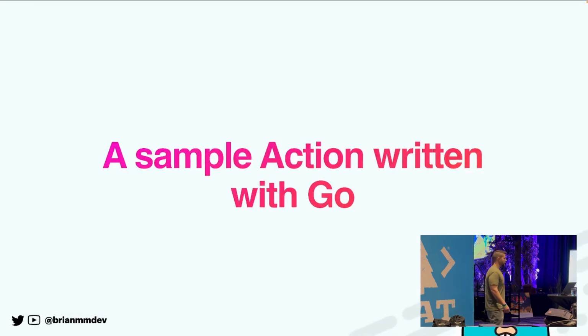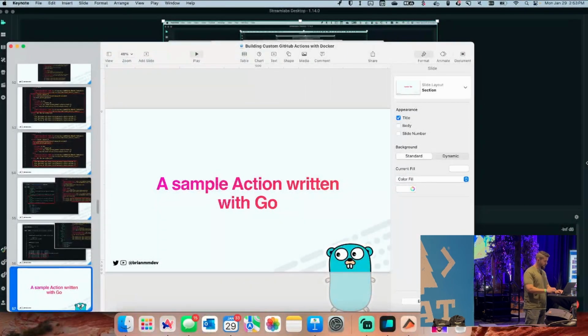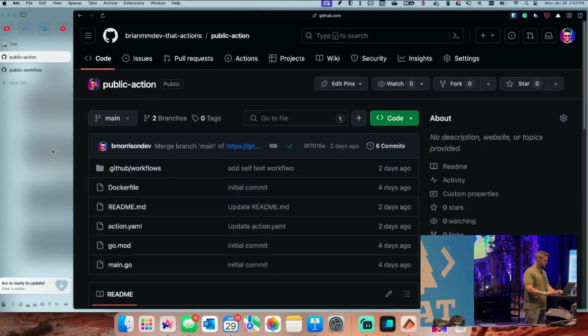All right, small demo. Let's look at what an action looks like written in Go. I've shown you what it looks like written with a bash script. Let's look at what this looks like written in Go. So this is a public repository in an organization that I have created called brianmmm-that-actions. Inside of this action repository, we're first going to look at this main.go file.